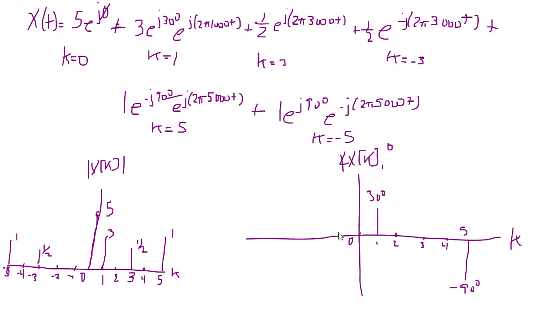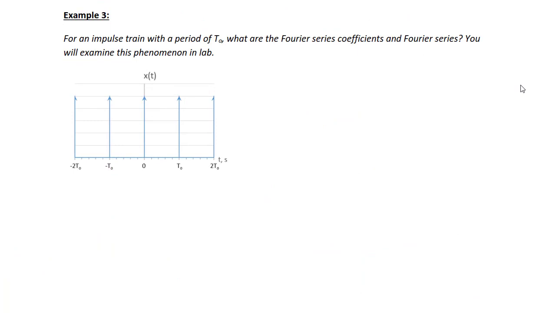And on the other side, at -1, -2, -3, and -4, the angle is 0. And at -5, the angle is +90 degrees. And this concludes example 2. Example 3. For an impulse train with a period of t0, what are the Fourier series coefficients?